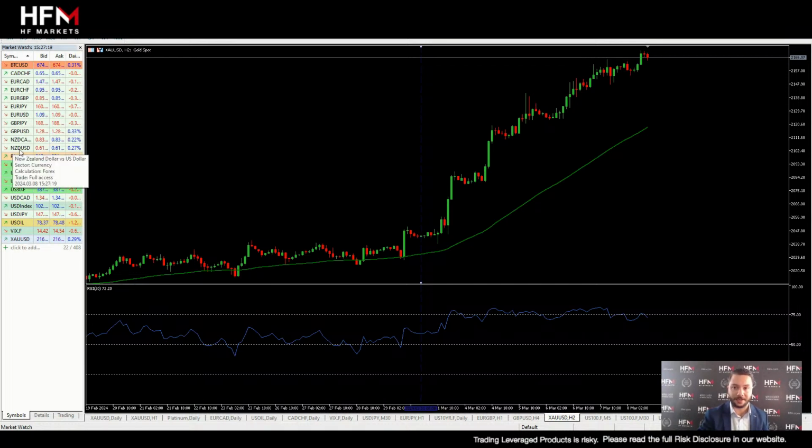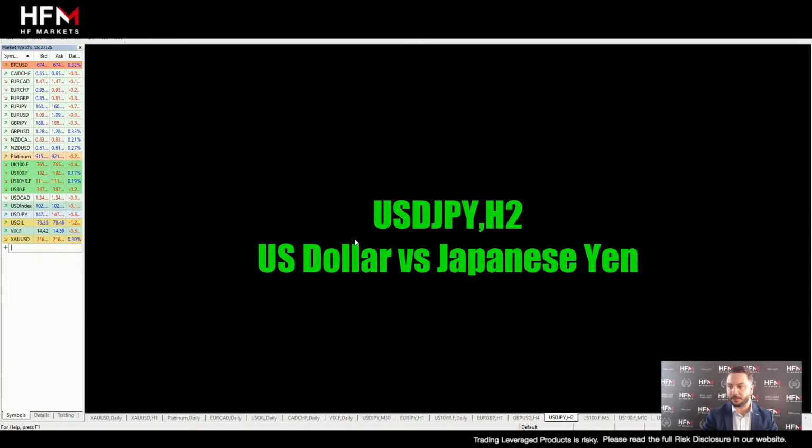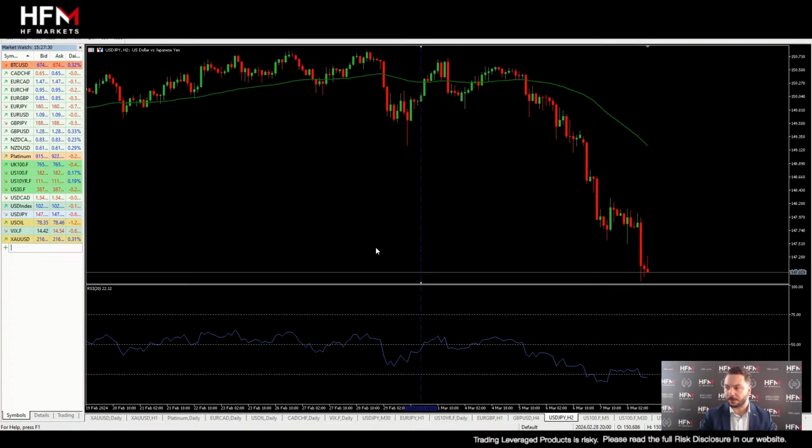Now, if we're going to look at the Japanese yen, for example, we have the US dollar against Japanese yen here. Bear with me, ladies and gentlemen. If we look at the US dollar against Japanese yen, again, look at this significant decline in the US dollar against Japanese yen. So you can see there's been a lot of weakness in the US dollar, but not necessarily just weakness in the US dollar. Gold has been particularly very, very strong. The Japanese yen has been particularly very, very strong.